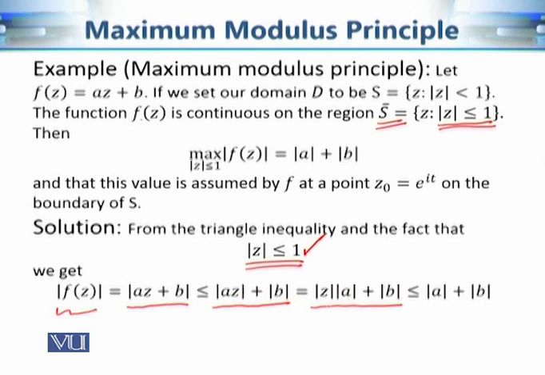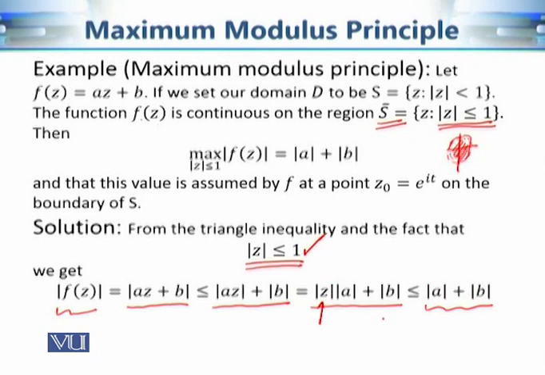Now over here observe that the mod of z is strictly less than 1 if you are in the interior of this circle, and this is exactly equal to 1 if you are at the boundary, and the maximum value will only happen when the mod of z is equal to 1, and otherwise when you are inside the circle then it will be strictly less than mod of a plus mod of b.